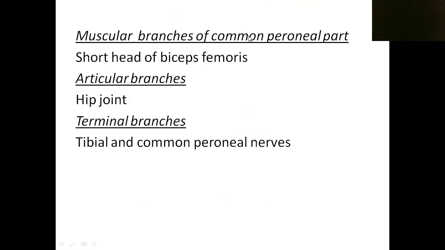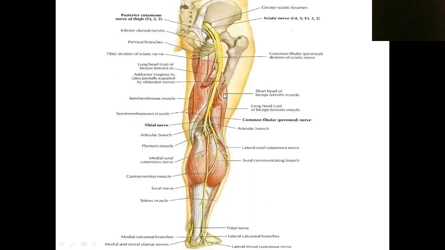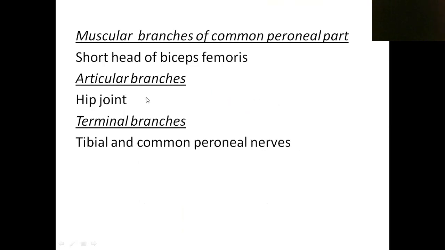Then the common peroneal part gives one muscular branch to the short head of the biceps. What is the short head of the biceps? See, this is the short head of the biceps. It is supplied by the common peroneal part. In addition to that, it gives articular branches to the hip joint. And after giving these branches, it terminates by dividing into tibial and common peroneal nerves.